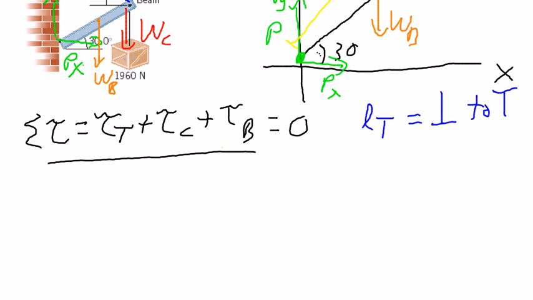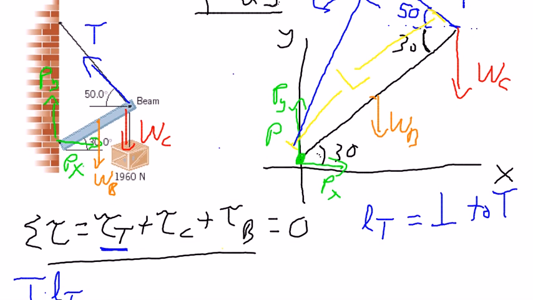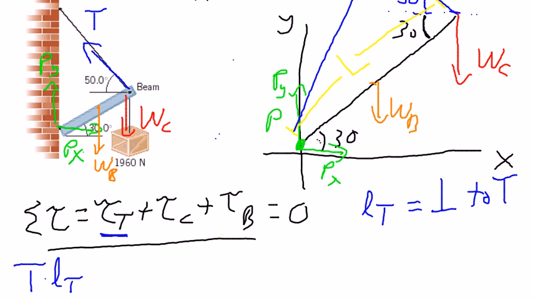What we can say then is that the torque from T, which is positive, is going to be the tension force multiplied by the perpendicular distance, LT. That distance is going to be some distance like this, which I'll show you in more detail in a minute. It's hard to see on this drawing because it's getting too crowded once again. So that's LT. We're also going to have a perpendicular distance to the crate, which we'll call LC, the perpendicular distance to the weight of the crate.